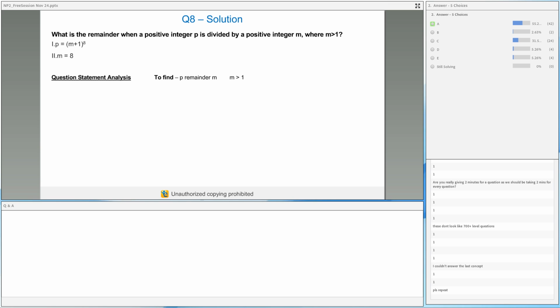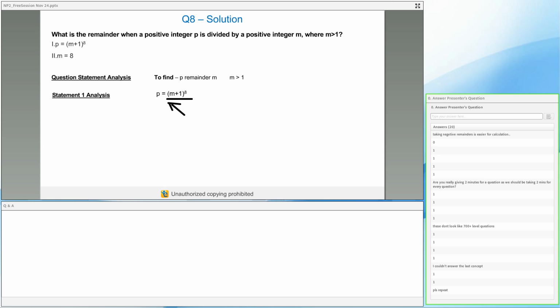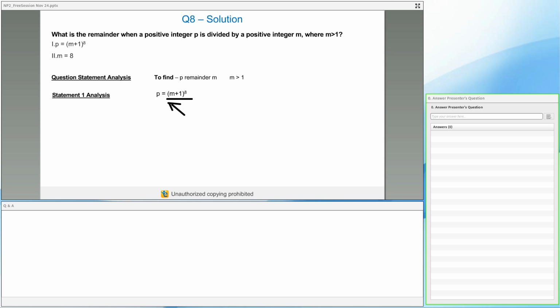Now tell me, when I'm dividing P, where P is equal to M plus 1, by M, what will I get as my remainder? I know it's a variable. A lot of people will think, oh, it's a variable, so obviously the answer is not possible. But in data sufficiency, your task should always be to try and see whether you can get the answer individually from the statements or not. If you can, then the answer should always be either A or B.